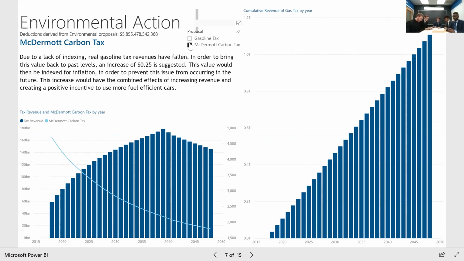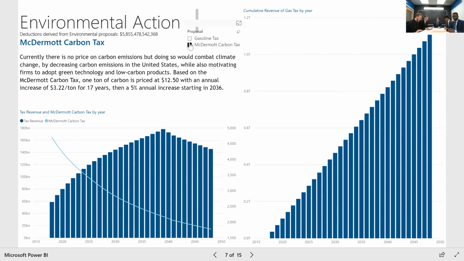The McDermott carbon tax taxes a ton of carbon at $12.50, increases by $3.22 per ton annually for 17 years, and then shifts to a 5% increase starting in 2036. The carbon tax, combined with the gas tax, will generate over $5.8 trillion in revenue.